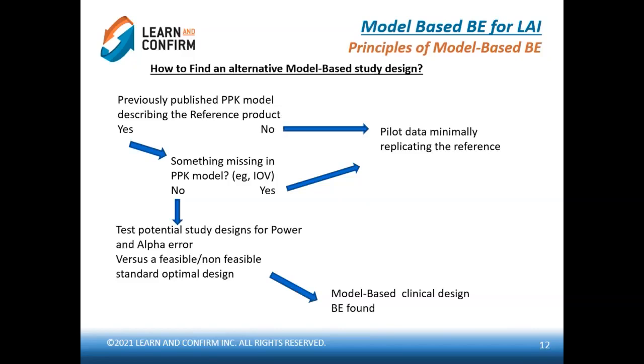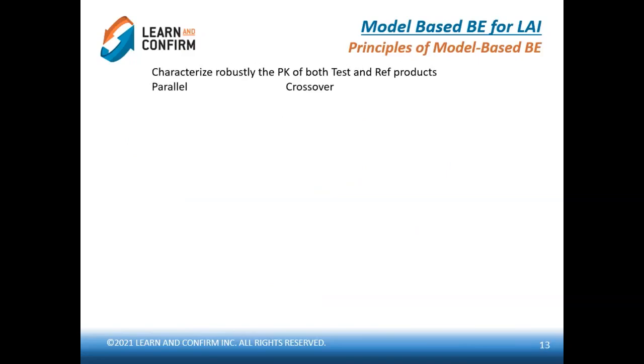So if you're in this situation, then it's better to do a small pilot study in which you could replicate only the reference, for example. Then you create or improve the population PK model that is available, and finally you do the rest. Once you have proposed that clinical study design to the US FDA, this flowchart summarizes what you're going to do during the model-based analysis.